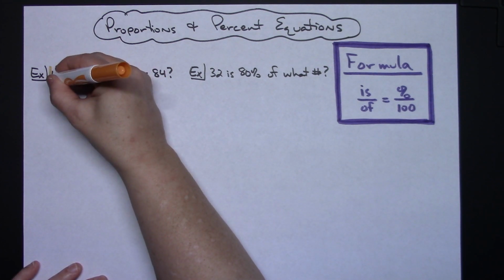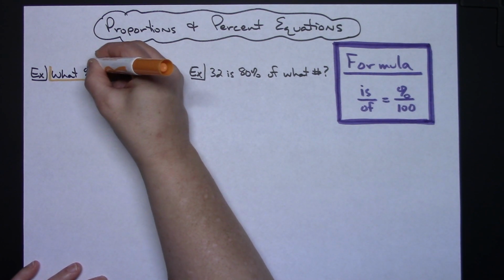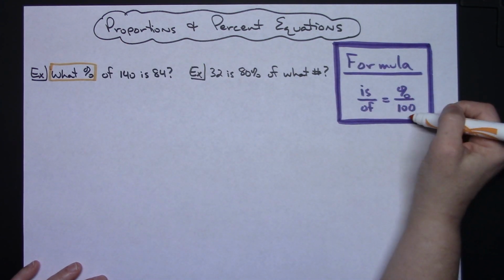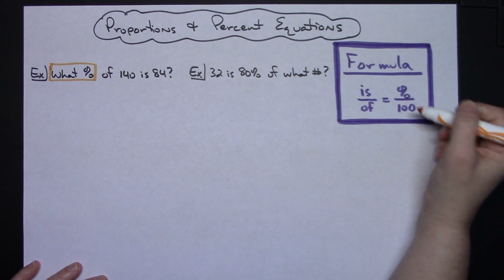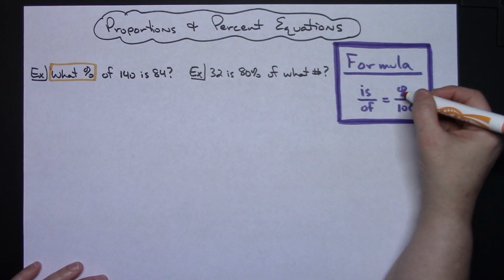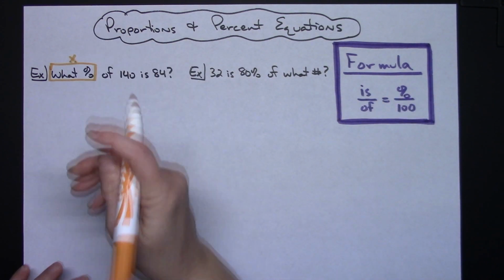And I'm going to box in the what percent. Because out of this I've got a percent, an is, and an of, and then 100 always goes in that bottom right hand corner. So this one, what percent, is asking for my percent right there. So that's going to be my unknown variable, so that's going to be my x.